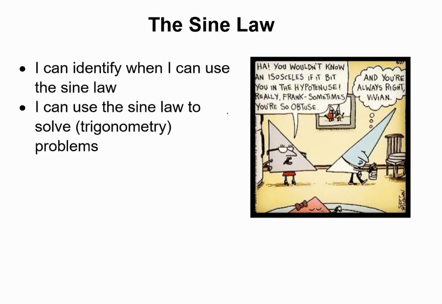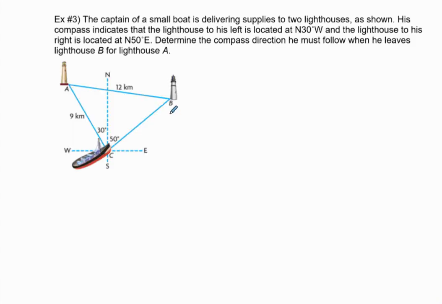So here we're going to go through the sine law example number 3. All right, so taking a look here, we have a boat. Okay, so we have a captain of a small boat. Actually, that boat looks kind of big. So delivering supplies to 2 lighthouses, so lighthouse A and lighthouse B, as shown.